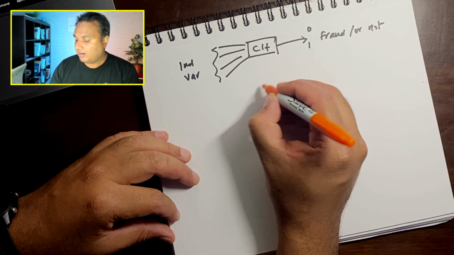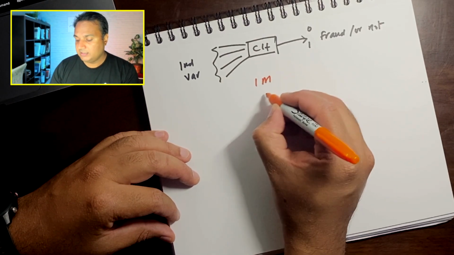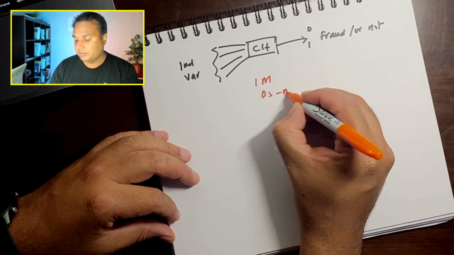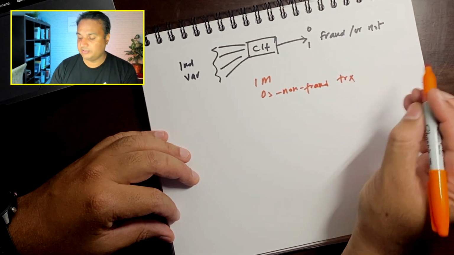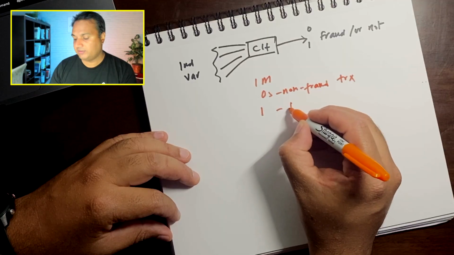And while training the model, you have seen that there are about 1 million zeros, which are non-fraud transactions, and then you see one fraudulent transaction. So in a nutshell, the ratio between non-fraudulent transactions and fraudulent transactions is 1,000,000 to 1.